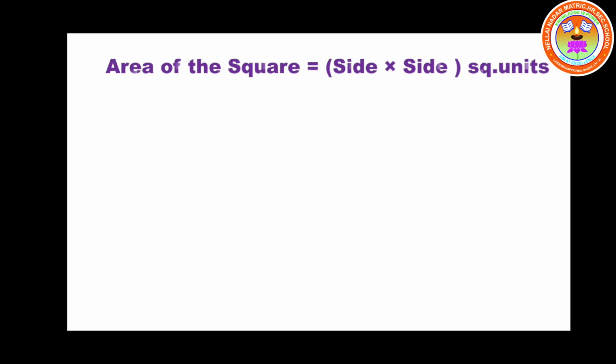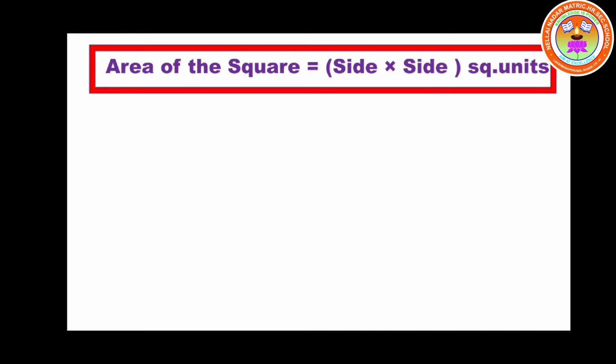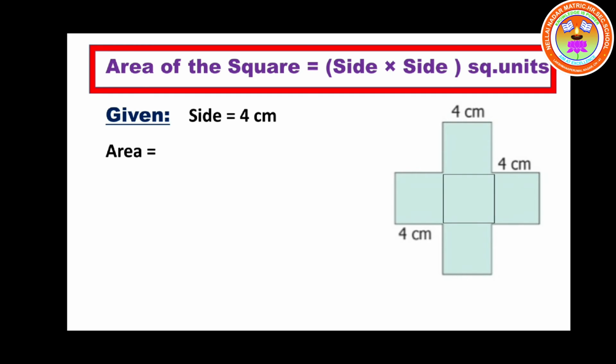Okay, what is the shape now? Square. So area of the square is equal to side into side square units. Okay, so given side is equal to what is given? 4 centimeter. So now here in the diagram, children, you can observe how many squares are there. So inside you have to draw another square, you can draw. Okay, so area equal to, just you draw inside one more square.